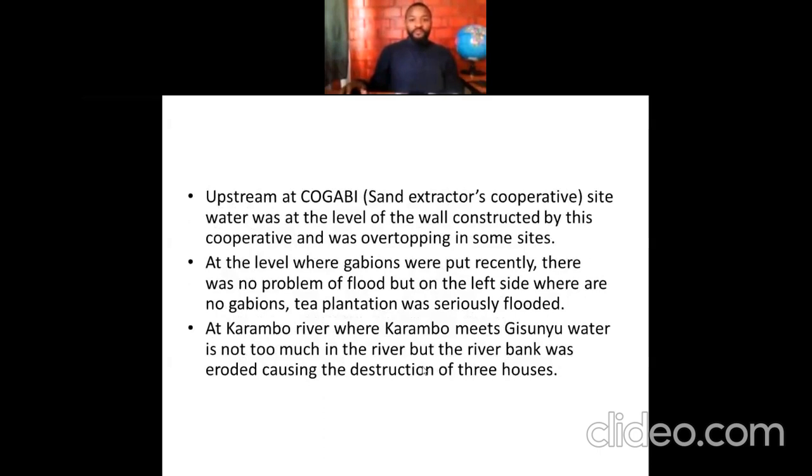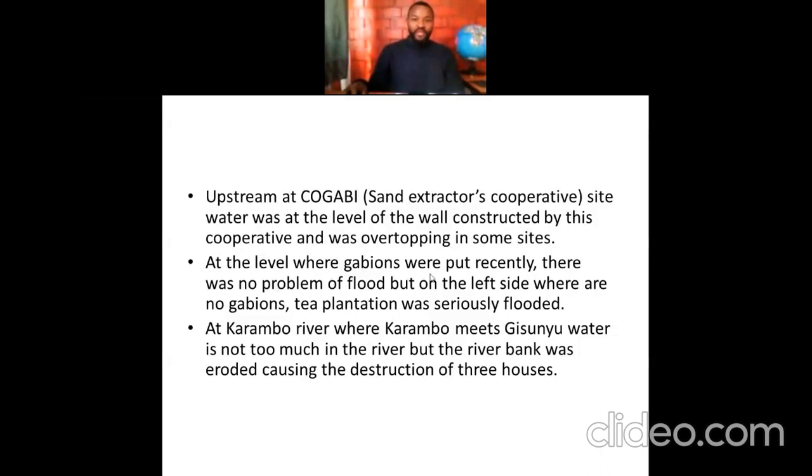Upstream, at Kogabi, that is a sand extraction cooperative. This cooperative extracts sand from the river, making it deeper. Water also was so high, and it was able to reach the level of a wall that was constructed by that cooperative, and to some extent that wall was overtopped.